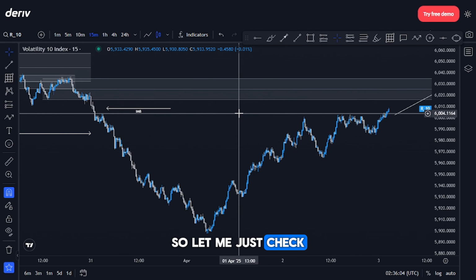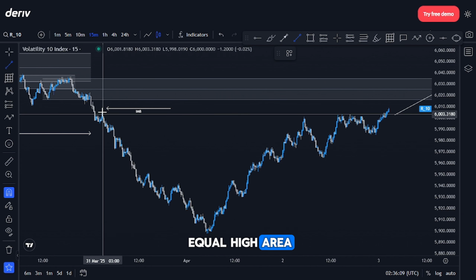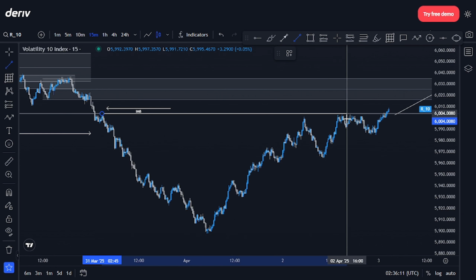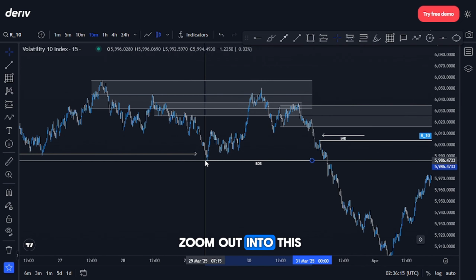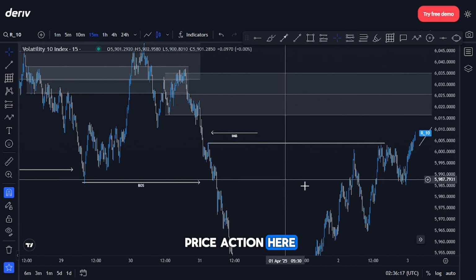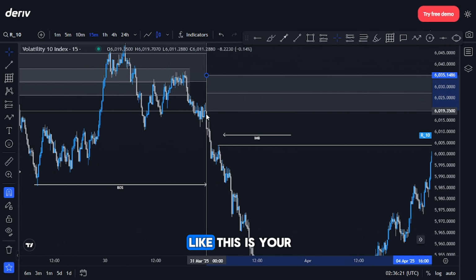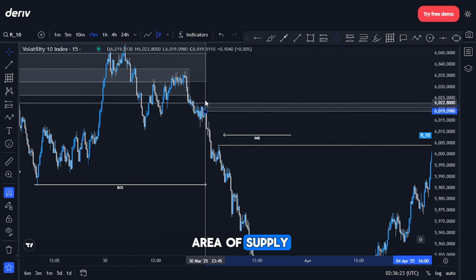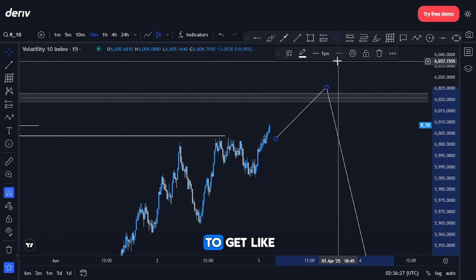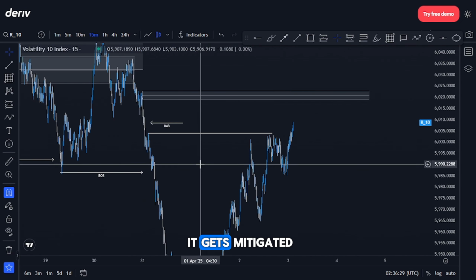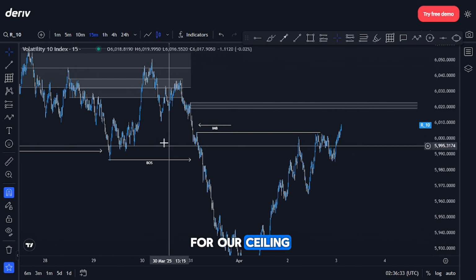So let me just check. It seems like we have an equal high area around here. So these are equal highs, and we can zoom out into this price action here. Let me check. So yeah, it seems like this is your area of supply around that point, and then we are just waiting for it to get mitigated, and whenever it gets mitigated, that is when we are going to look for our selling opportunities.